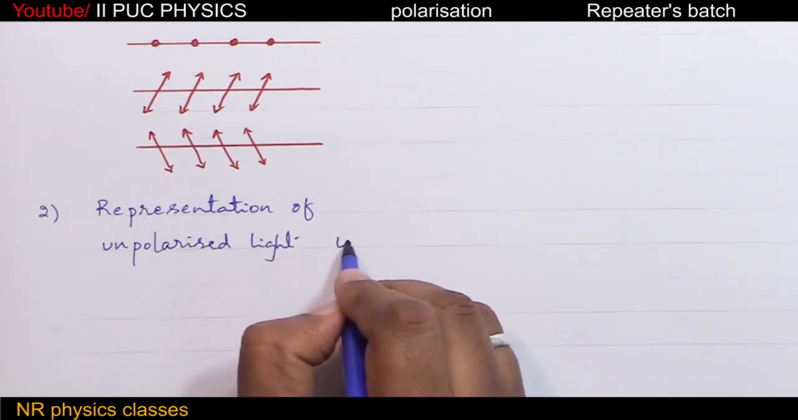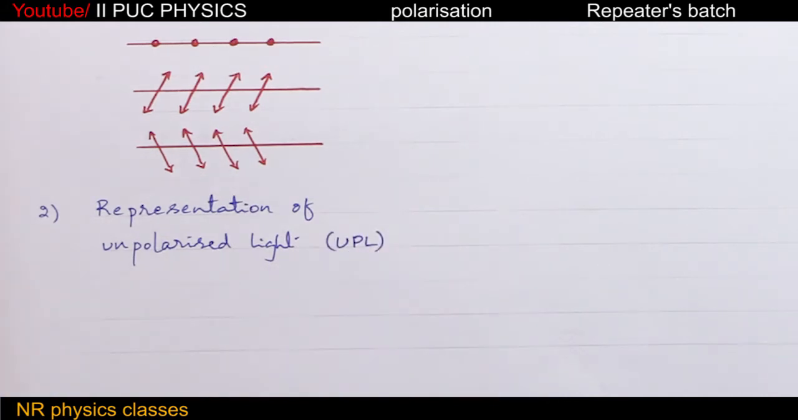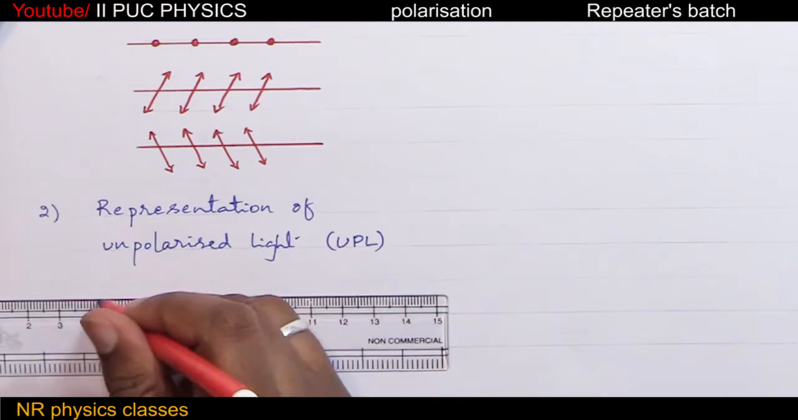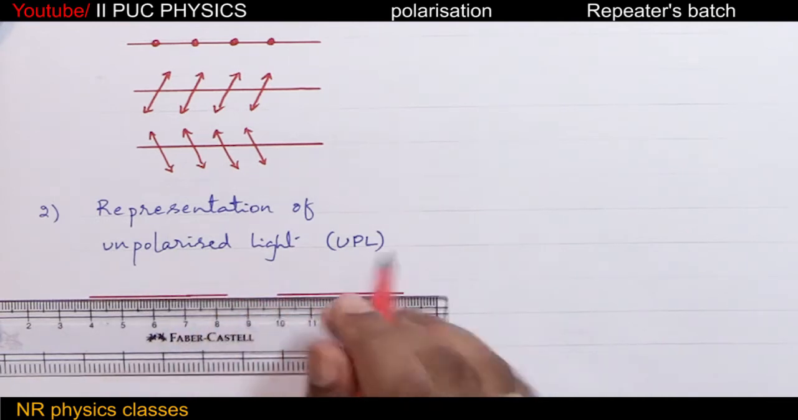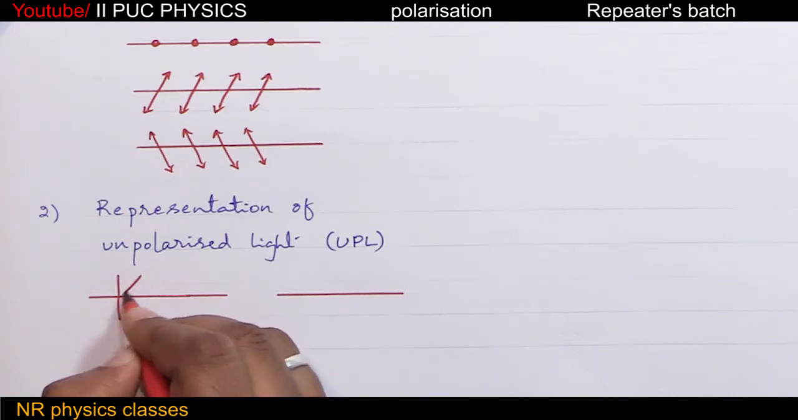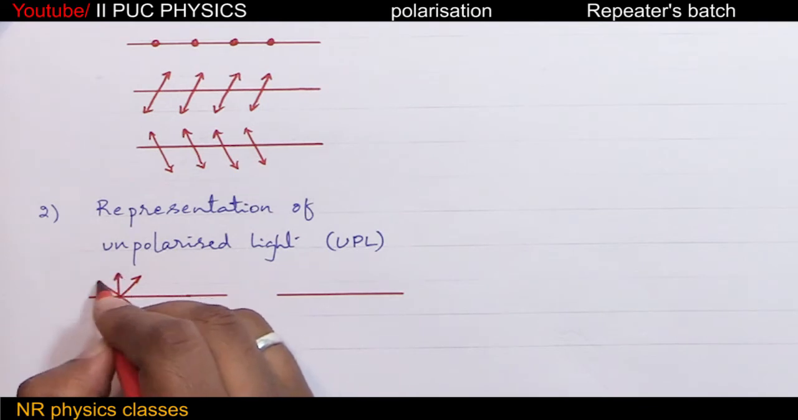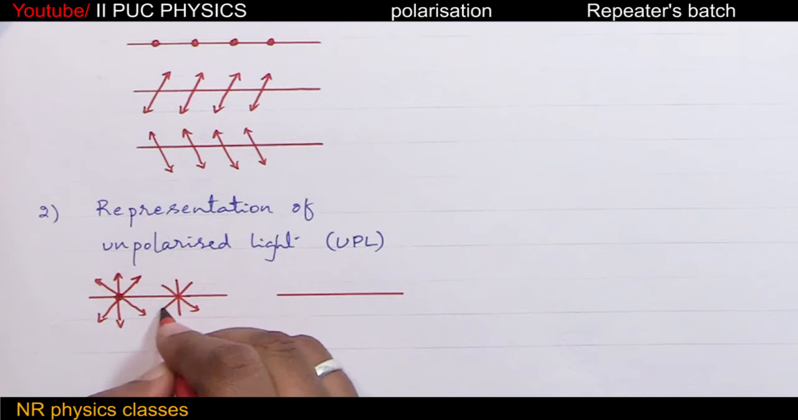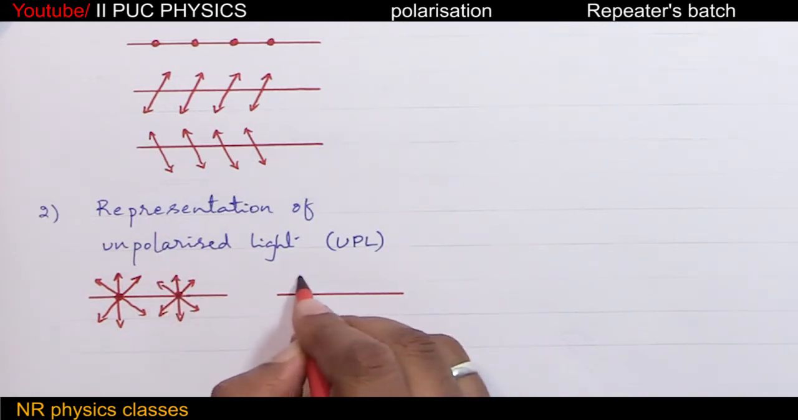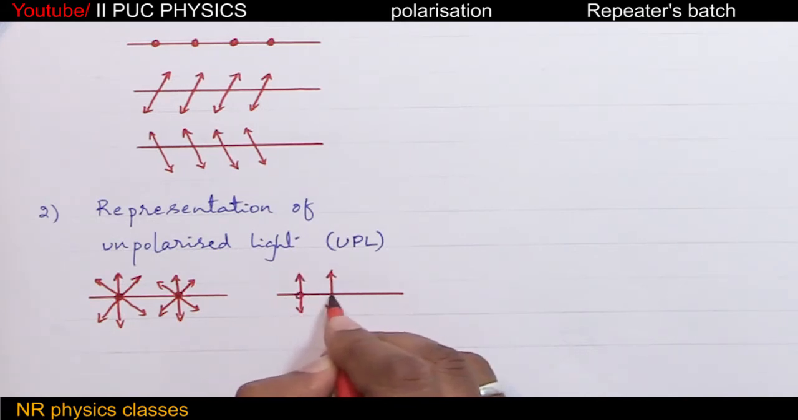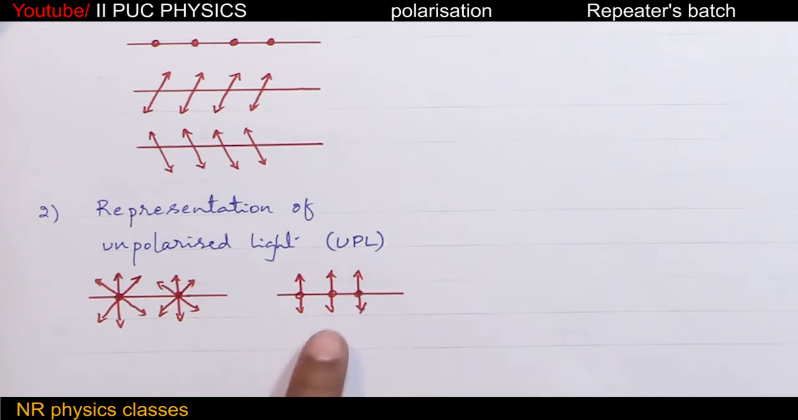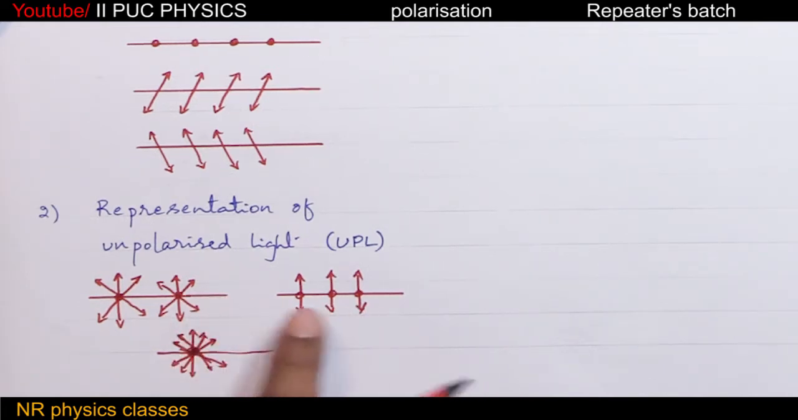Second, representation of unpolarized light, UPL. This symbol. You can also draw more number of lines or a vertical line with a dot. Here is a dot. These two represent unpolarized light. Sometimes in a few reference books you might have seen a number of lines like this. That also represents unpolarized light, and there should be a dot at the center. If you draw these two or any one among these two, that's enough.